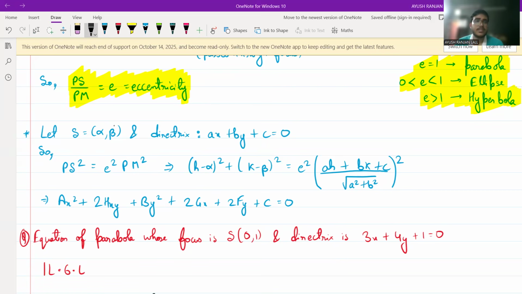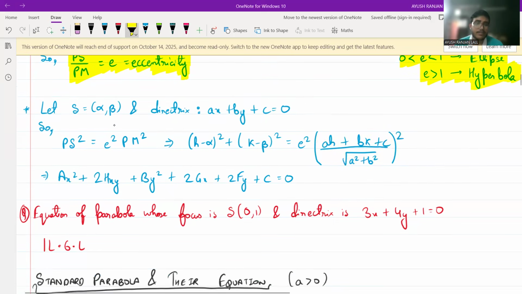After this, we can write h minus alpha whole square plus k minus beta whole square. How can we write this? By the distance formula, is equal to e square into PM square, which we write by the foot of perpendicular formula. That's why we have written (ah plus bk plus c) by root under a square plus b square, whole square.